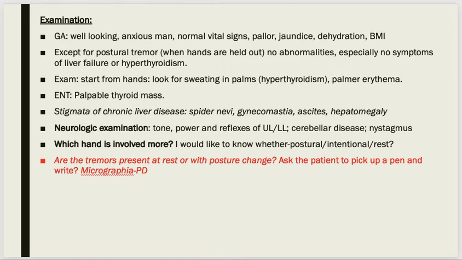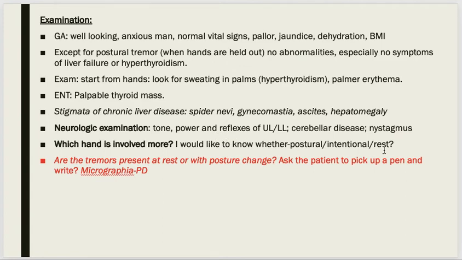Then check the hands. Start from the hands. Look for sweating in palms, hyperthyroidism, pulmonary edema. In the neck, you are going to palpate the thyroid. Look for the signs of chronic liver disease: spider nevi, gynecomastia, ascites, hepatomegaly. And go for the neurological examination: tone, power, reflexes, upper limb, lower limb, cerebellar signs, and nystagmus. And which hand is involved. I would like to know whether postural, intention or resting tremors.